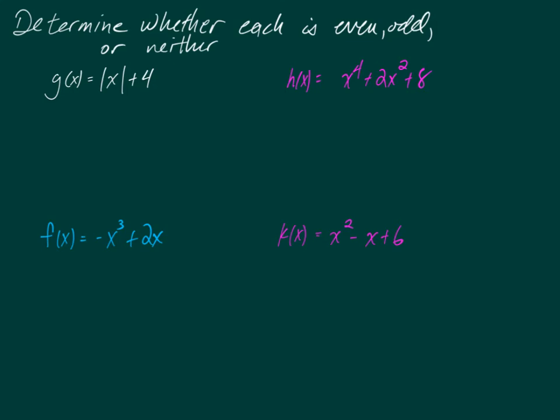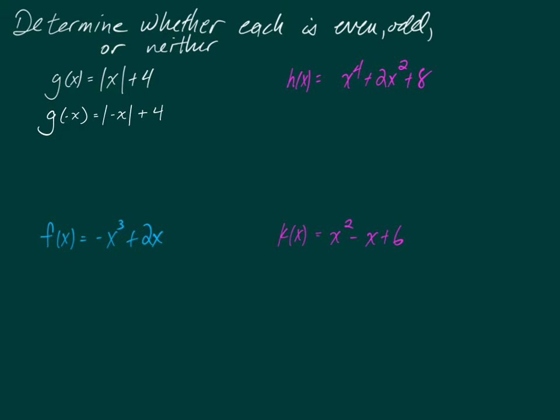Determine whether each is even, odd, or neither. So in order to do that, we have to figure out what the function of negative x is. So with this first example, we need to find g of negative x. Well, that means you put negative x inside an absolute value and add 4.